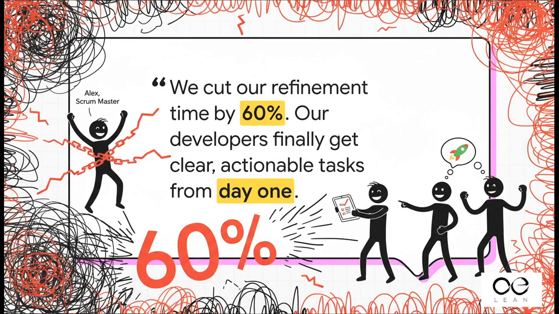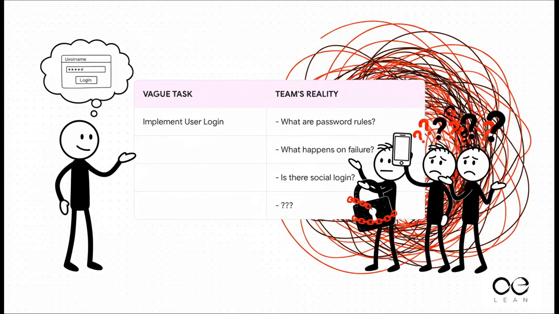But what if you could just stop? A Scrum Master we worked with, Alex, he did just that. He told us his team cut their refinement time by a staggering 60%. Just think about that. His developers get clear, ready-to-go tasks from day one. No more debate club.